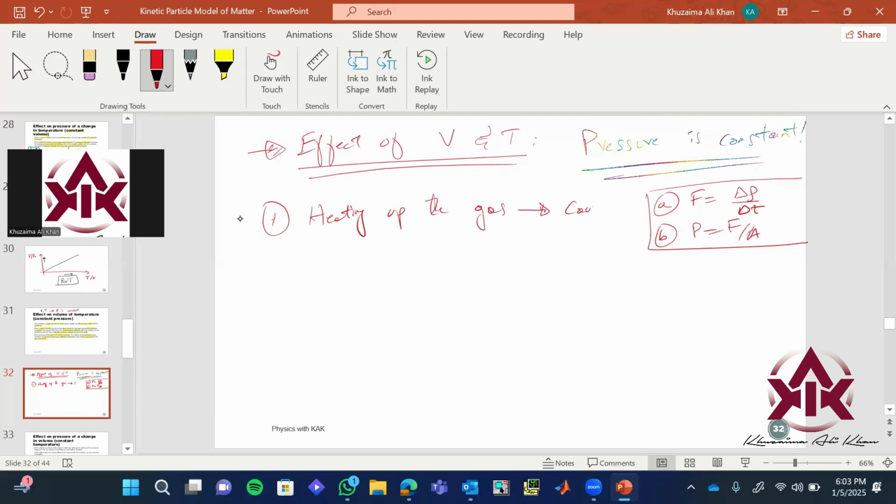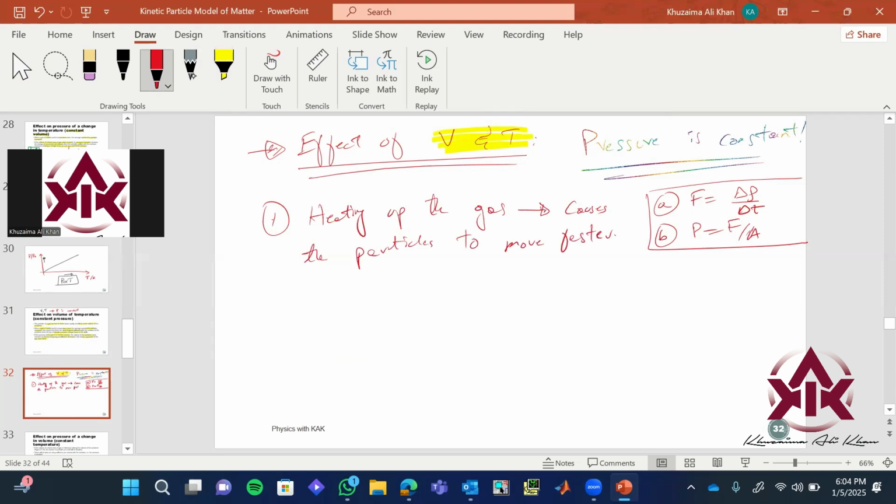It causes the particles to move faster. You will find this law in the future slides; it is also called some sort of law. We have Boyle's and Charles's laws. You can pause the video here and make a guess: is it Charles's law, or is it Boyle's law? What is it?